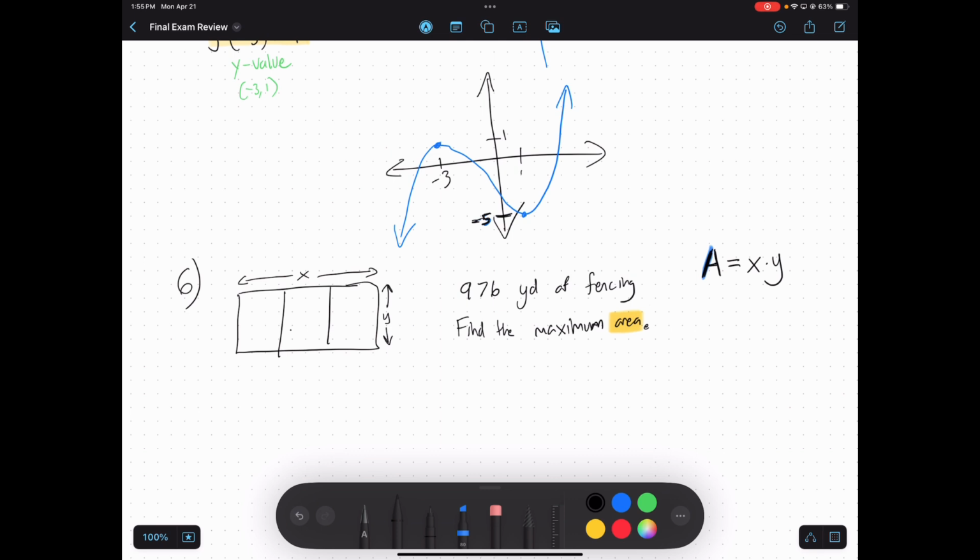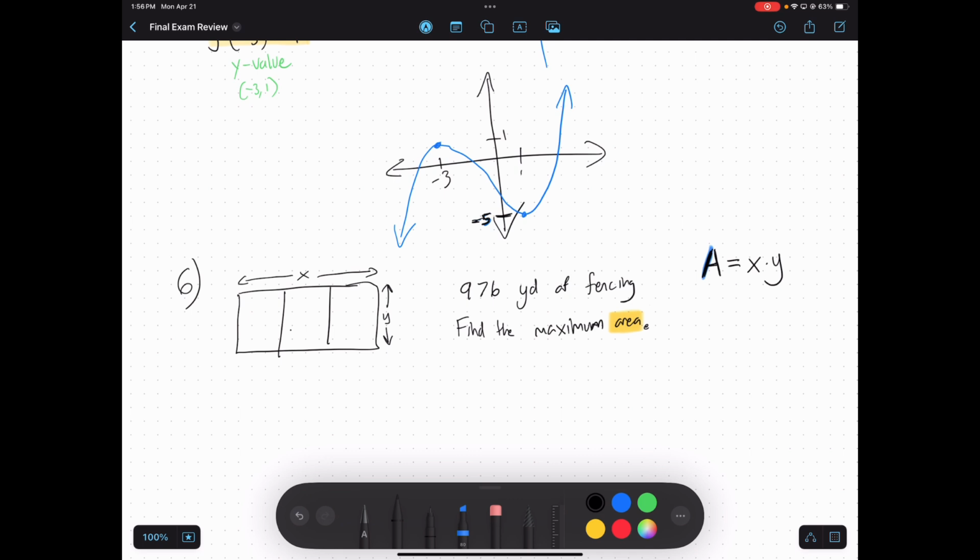So, great way to start. If I want to optimize area, I need to write an area equation. Now what? You have to worry about the perimeter. Okay, the perimeter is an important piece here. Why do I need to worry about the perimeter?